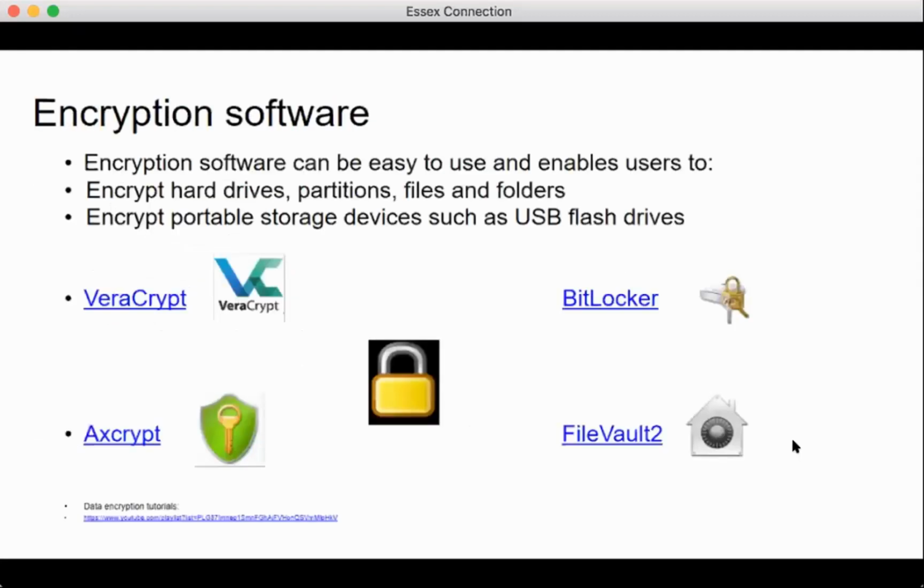Because we touched on encryption, this slide provides you with some options. Just to mention that we don't recommend one in particular. You might opt for one over another depending on your operating system or what exactly you need encrypting, whether you wish to encrypt an entire hard drive or just a particular file or folder or a USB stick. So at the bottom of this slide, you can find the link to our UKDS playlist, which contains several tutorials on encryption, on different encryption software that you can use.